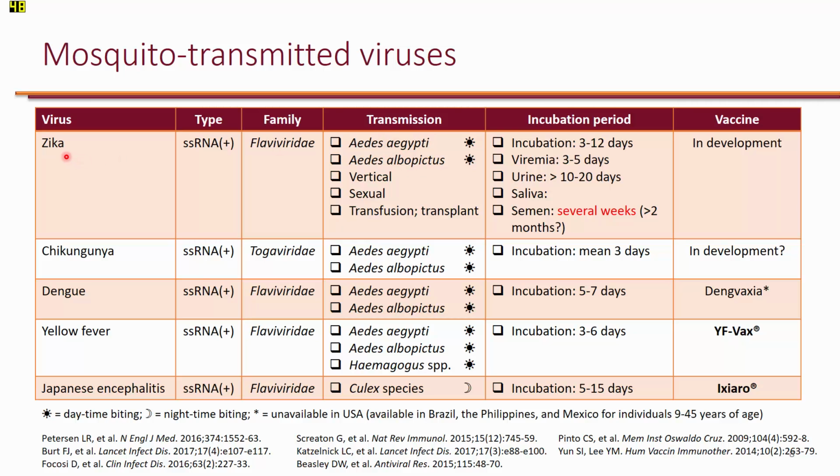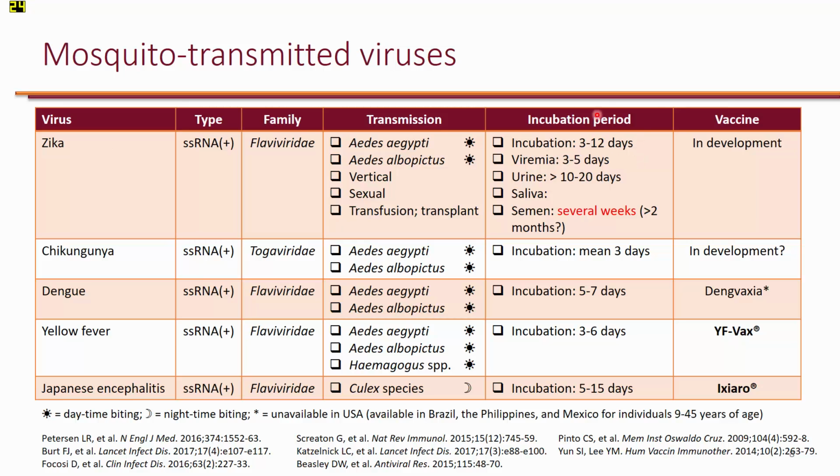Now, Zika specifically is also transmitted vertically from mother to child. There are also reports of sexual transmission, as well as transmission through transfusion, as well as organ transplantation. Now, the incubation period for Zika virus is about 3 to 12 days. That means once someone is exposed to Zika virus, it takes 3 to 12 days before they have symptoms.